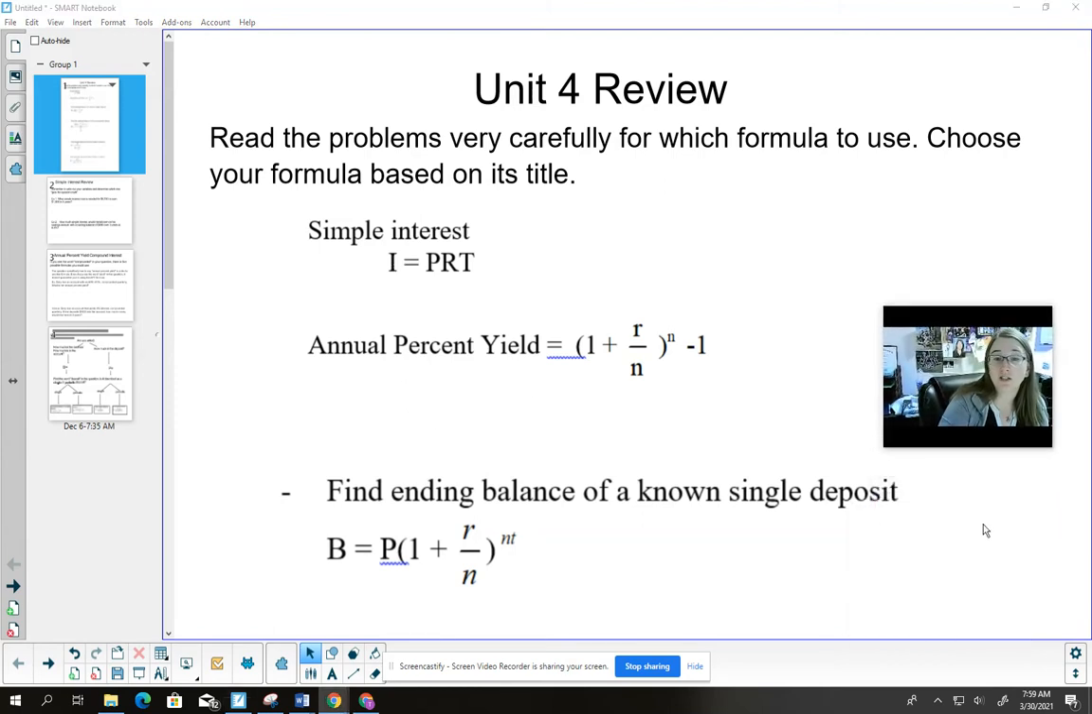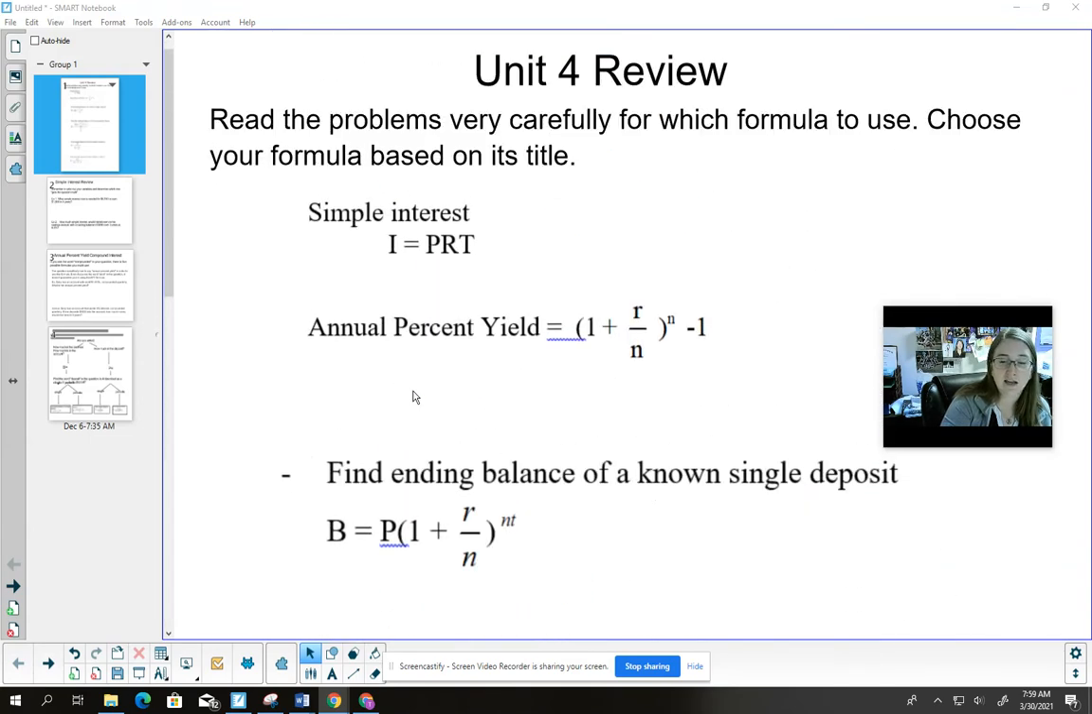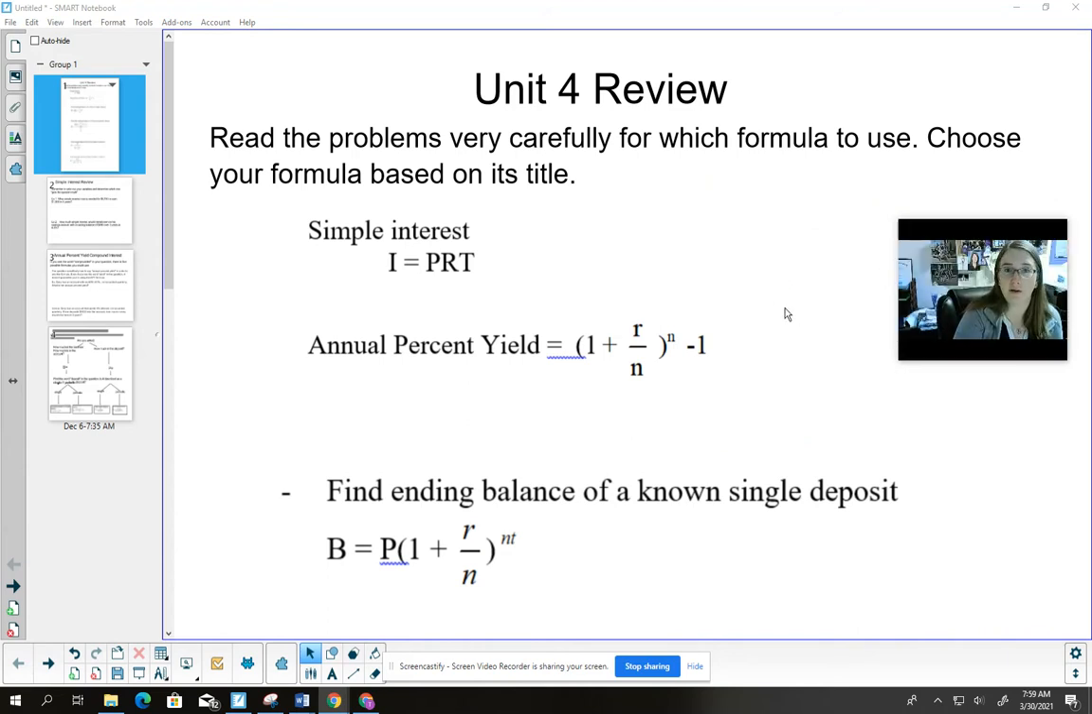There's going to be 9 questions on the test. Read the questions carefully. There are keywords in the question that tell you what formula to use based on its title. We have 6 formulas: 1, 2, 3, 4, 5, 6. There are 9 questions, so some questions don't have formulas, but most of them do. And if you can't pick the formula, you're out of luck.